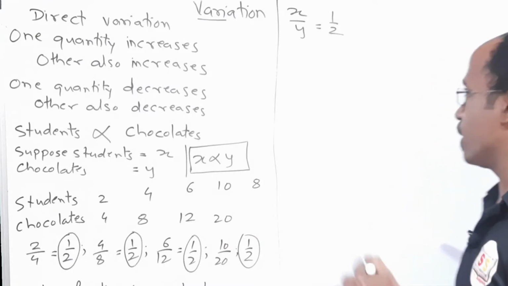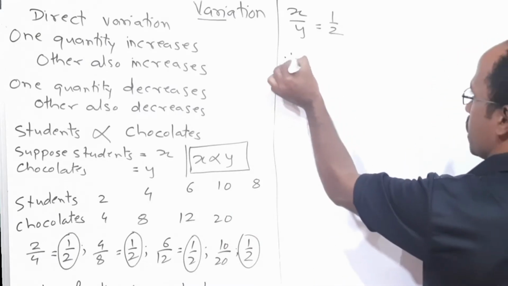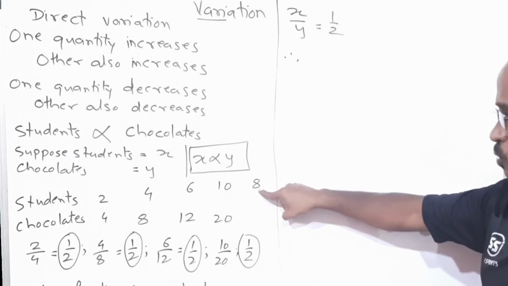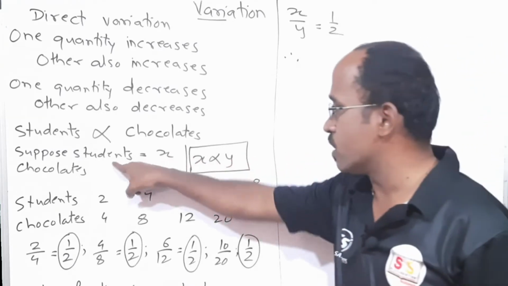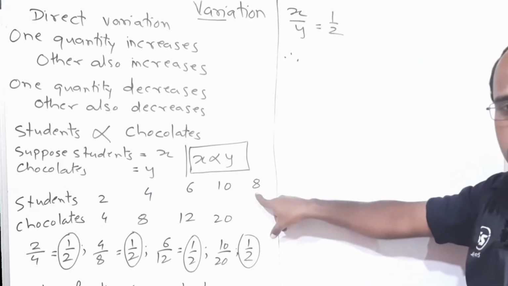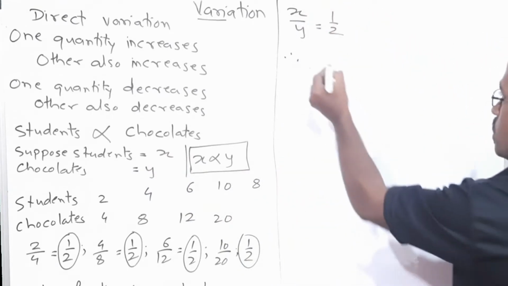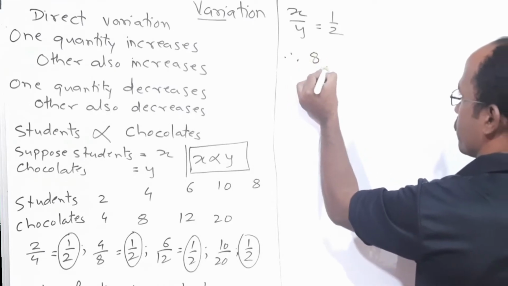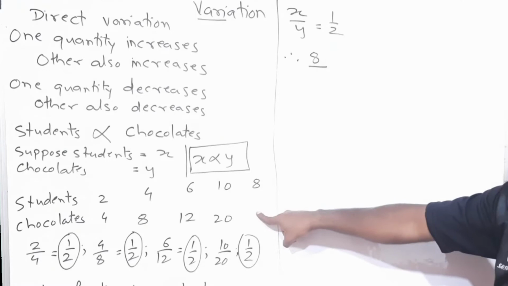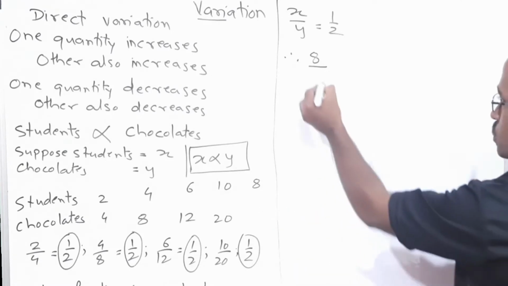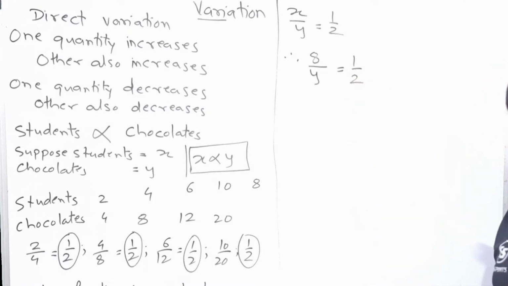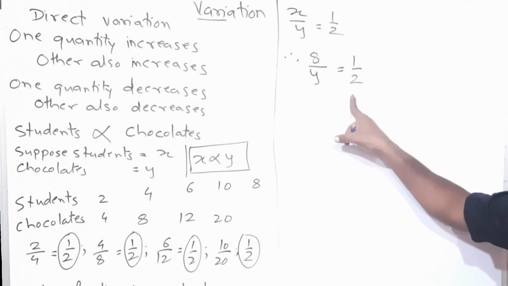Okay. Then what we have to do? Therefore, what is given? Students. What have we considered for students? x or y? Students are equal to x. So at the place of x, write the number which is representing students. Means here I will write 8. At the denominator y, chocolates. Is it given? No. So just write a letter, which is equal to 1 upon 2. Clear? Now these two are equivalent fractions.